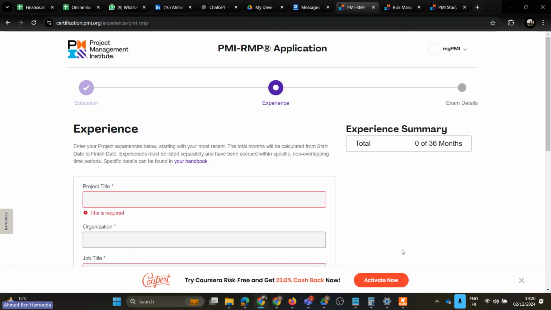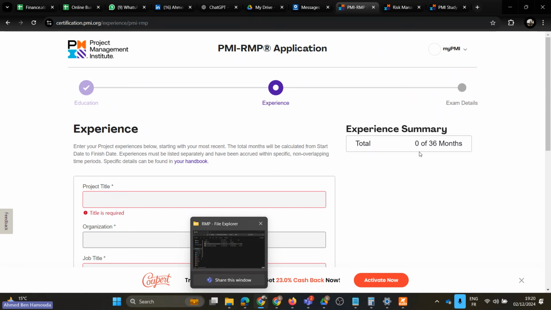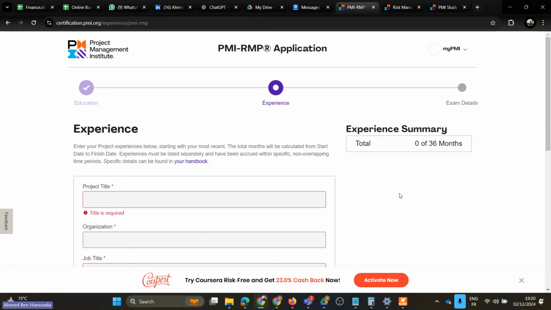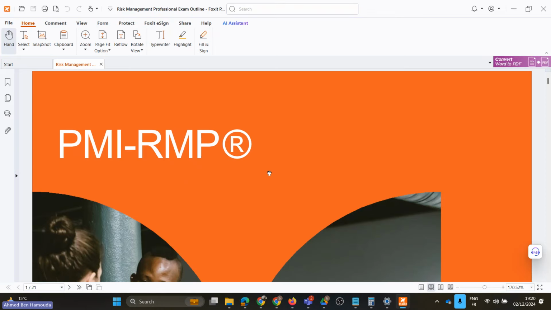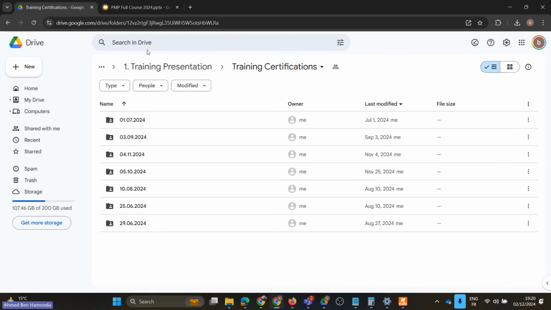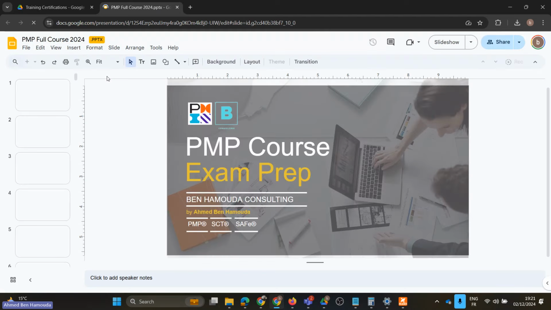And now, let me quickly show you the material we'll be using during these 3 sessions. For today's session, we'll go through the ECO. It's extremely important to understand what's in the ECO and what it talks about. Then we will use the risk management part from our PMP full course material.